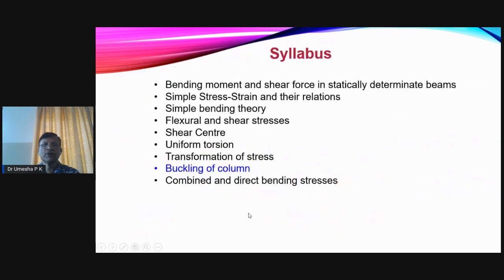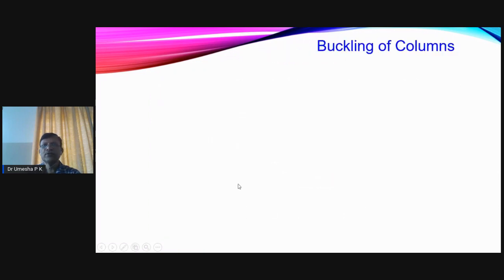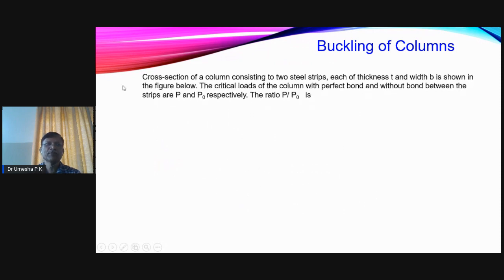So we'll go to the next problem: buckling of columns. So we'll see how buckling of columns works. We'll see only problems. The cross section of a column consists of two steel strips, each of thickness T and width B, as shown in the figure below. The critical loads of the column with a perfect bond and without bond between the strips are P and P0 respectively. The ratio of P to P0 is.